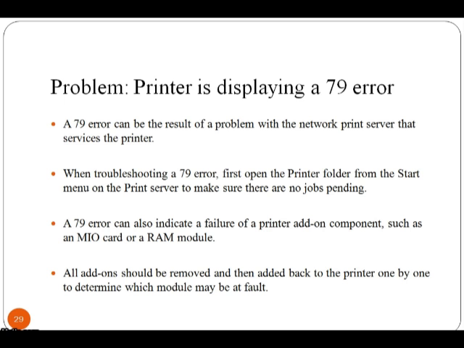When the printer is displaying a 79 error, it can be that there is a problem with the network print server that services the print. To repair this issue, open the printer folder from the Start menu on the print server to make sure there are no jobs pending. This error also indicates a failure of a printer add-on component such as an MIO card or a RAM module.